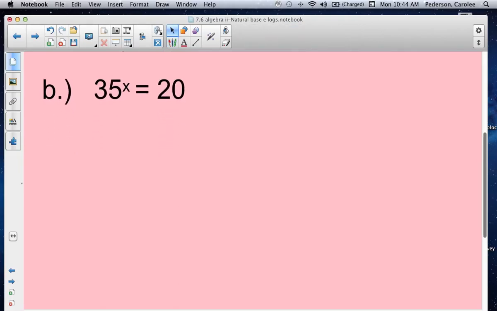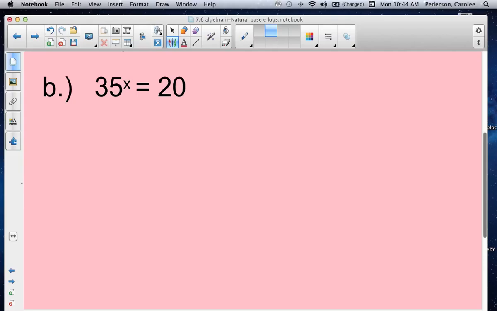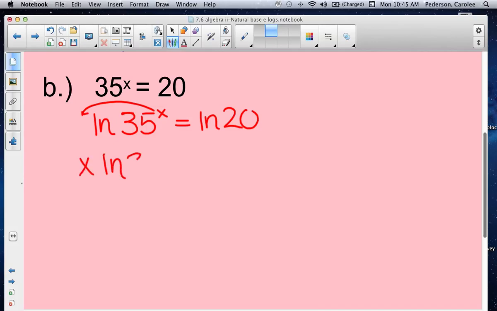Next one. 35 to the x equals 20. We want to find out what x is. Well, same as the last problem, we can take the natural log of both sides. You can also take the common log, which is just base 10. This is base e. Then we learned if we have an exponent in a logarithm, we can bring it down in front. So we have x natural log of 35 equals natural log of 20.